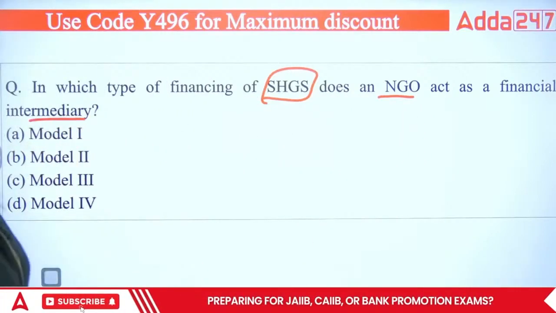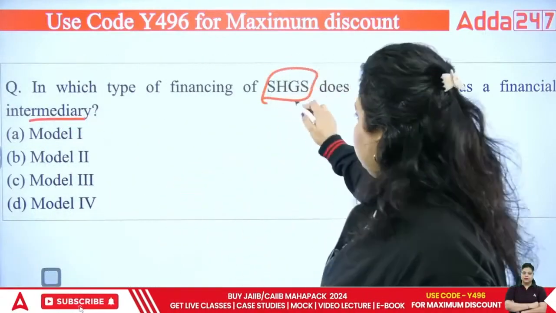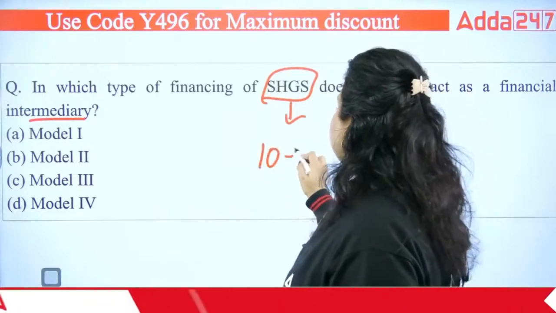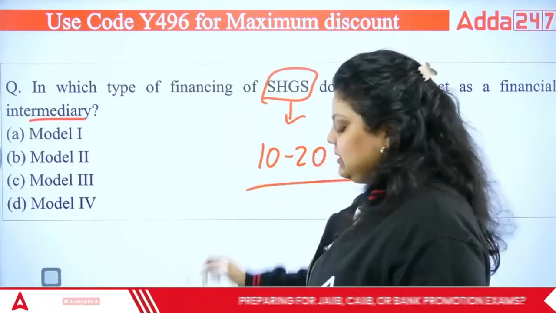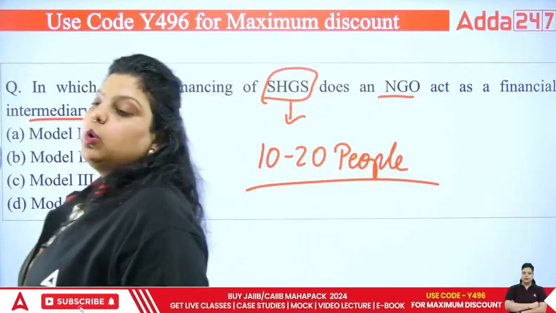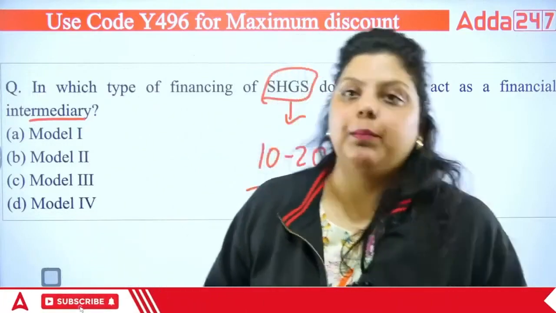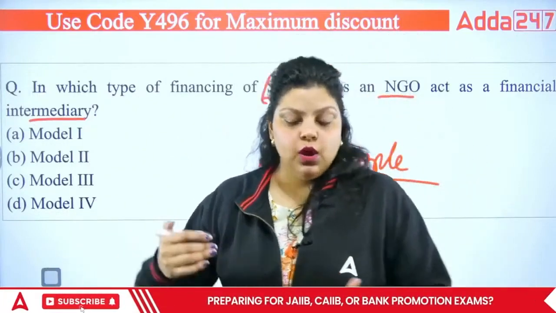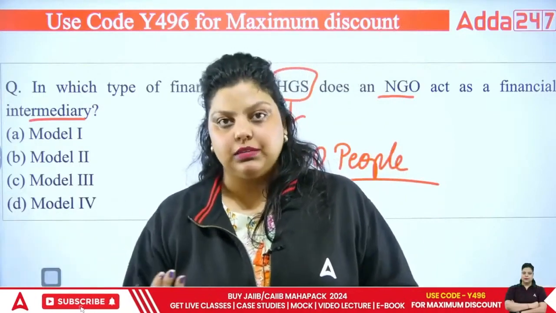So if we talk about self-help group, they have 3 models. First of all, self-help group is the group of 10 to 20 people. These are the 10 to 20 people who create a group for the purpose of savings habit. So the main objective of opening self-help group was to promote the savings habit among the persons.